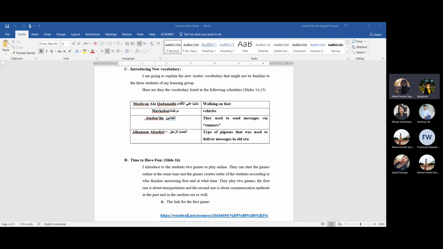Then after that, here I state the lesson clearly: وسائل النقل والاتصالات, which means the means of transportation and communications. قديما means in old times, and in the modern era, حديثا. So now I ask them to read the text silently, very carefully. Make silent reading.